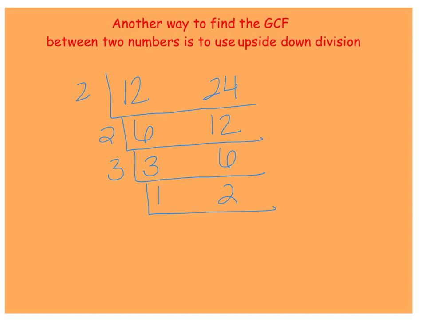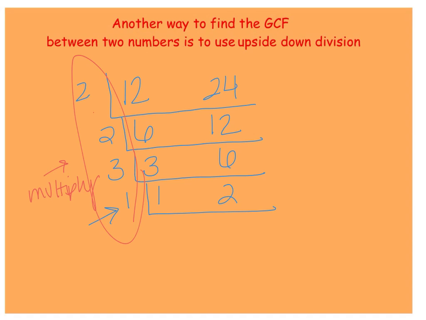Now, look at the two numbers I have here, 1 and 2. The only thing that goes into both of those is 1. When I get to that point, when 1 is the only common factor left, I know I'm finished. Okay? Now, to find the greatest common factor, we multiply the prime numbers down the side.